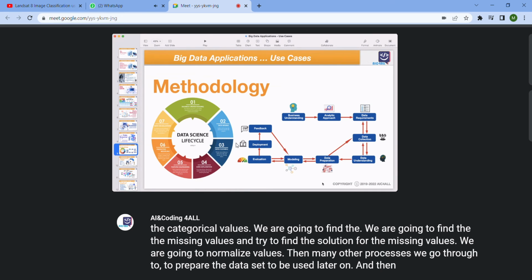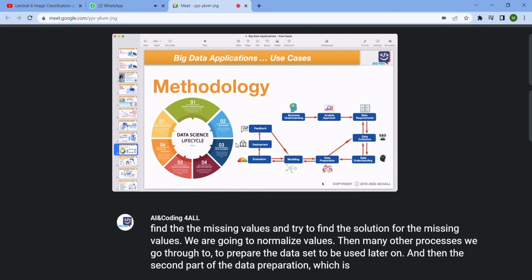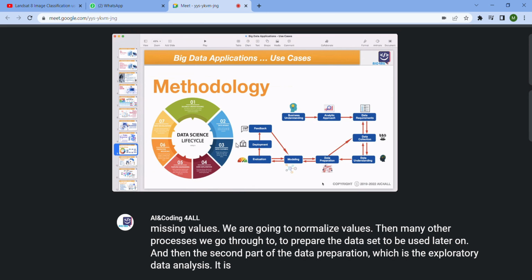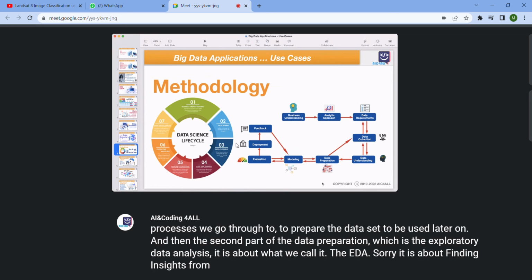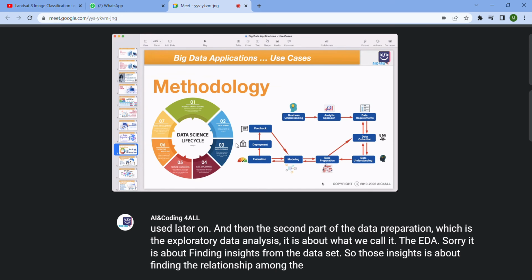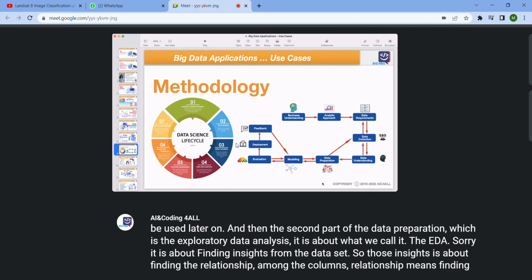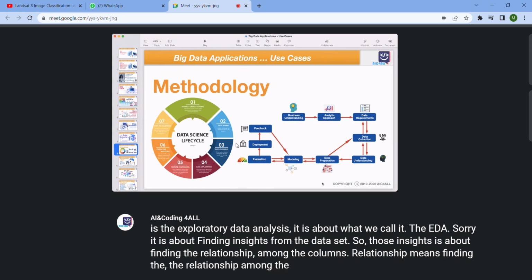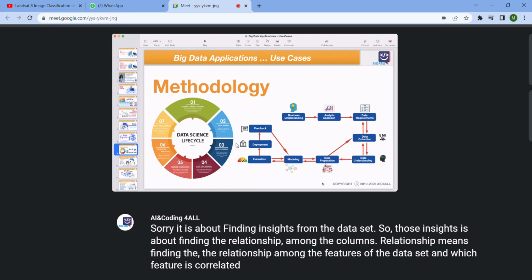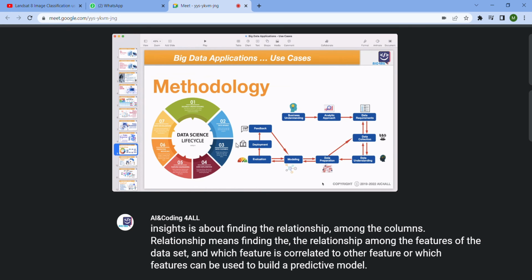The second part of data preparation is exploratory data analysis, which we call the EDA. It is about finding insights from the data set. Those insights are about finding the relationships among the columns, which means finding the relationships among the features of the data set: which feature is correlated to another feature, or which features can be used to build a predictive model, and so on.